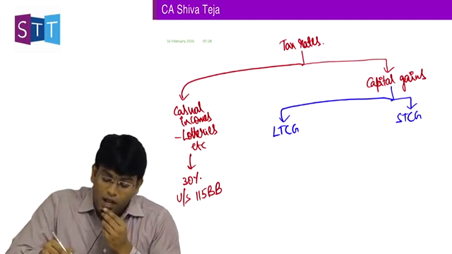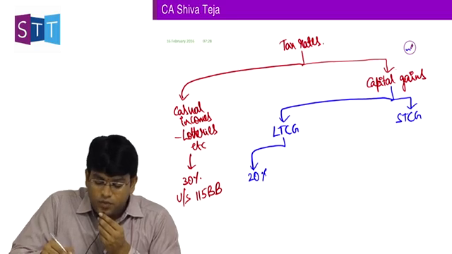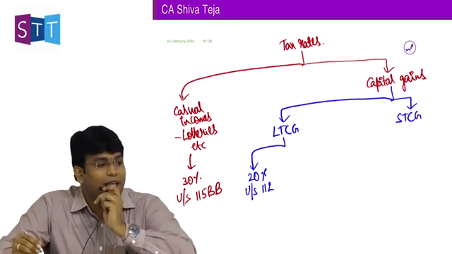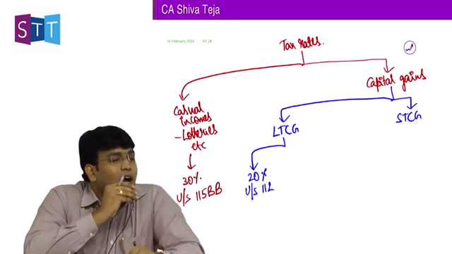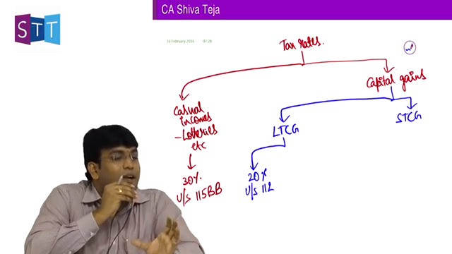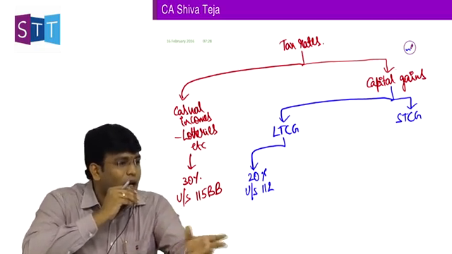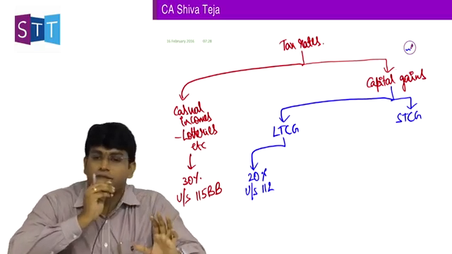Please concentrate. Long-term capital gains, normally they are taxed at 20% as per section 112. And for information, sir, long term and short term is classified based on the number of days you hold the asset. In depth, we'll again talk in a chapter called income from capital gains. Okay, guys?